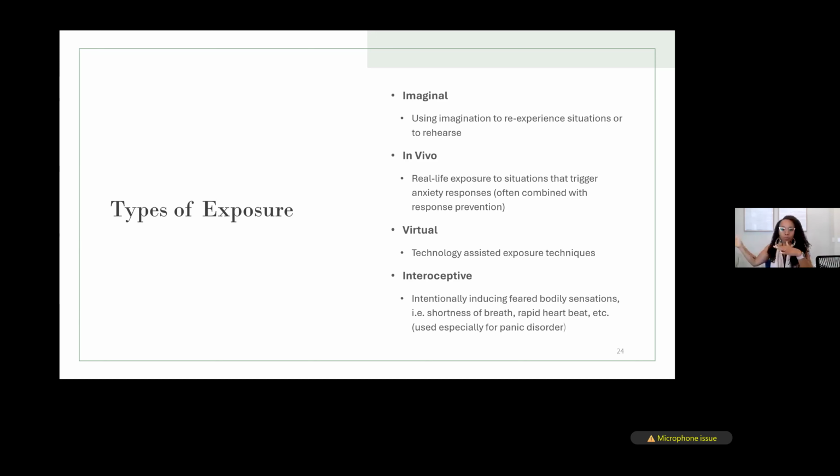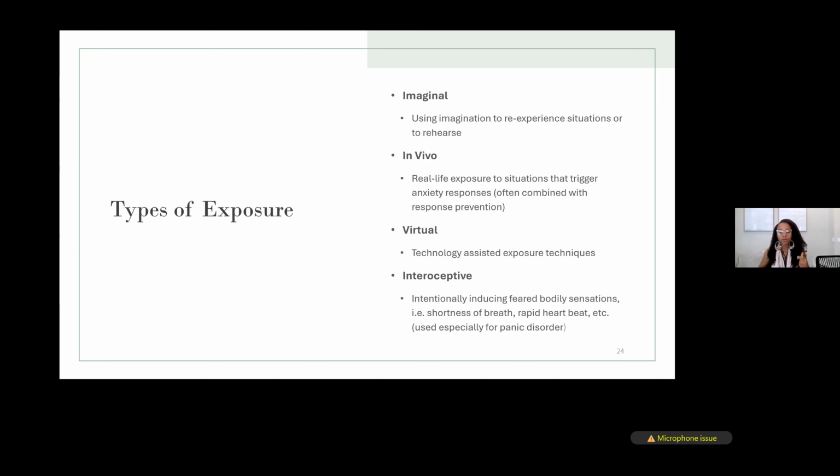There's some work to do before that. But I do want to just introduce the kinds of exposures that people and clients experience. So imagining exposure, we're bringing up a past event and exposing the client to the past event. Or you can use imagining exposure to rehearse something that might happen in the future.